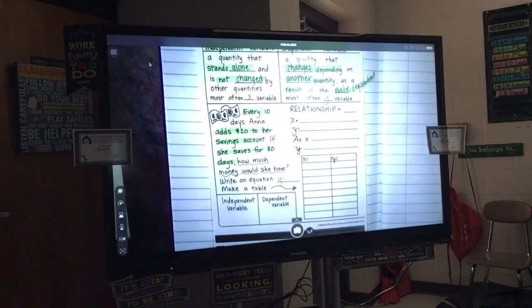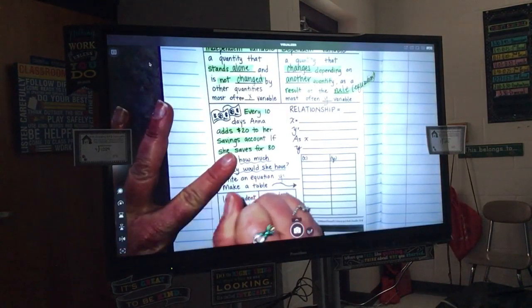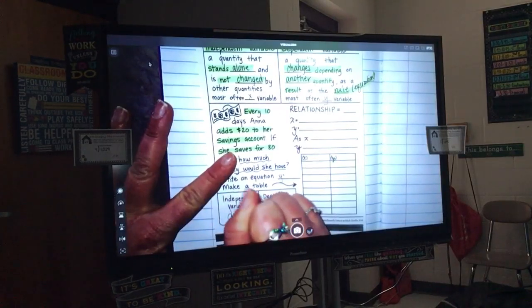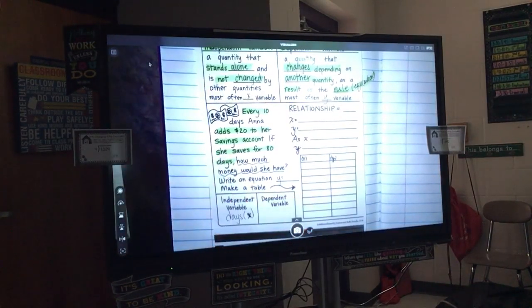All right, so what do you guys think is the independent variable? Cooper, Days. Why? Because the amount of days determines how much money she has saved. Ooh, I really like what you said. Say that one more time. The amount of days determines how much she has saved. All right, so days is our x value. It's our independent variable.